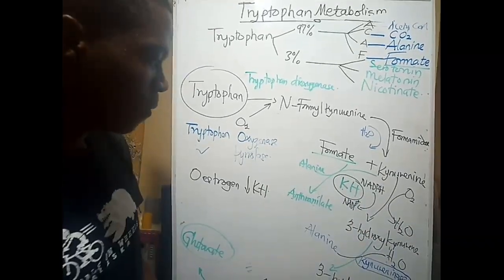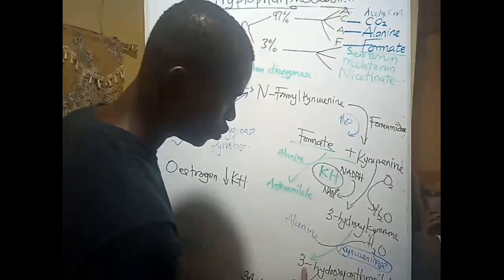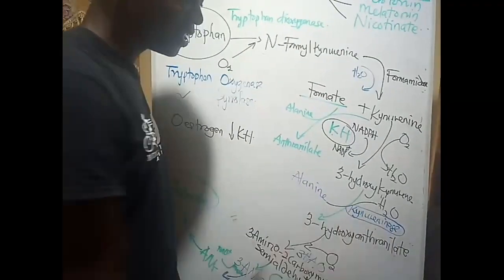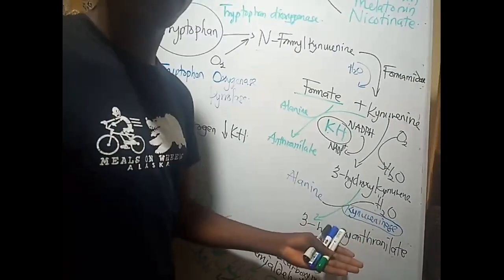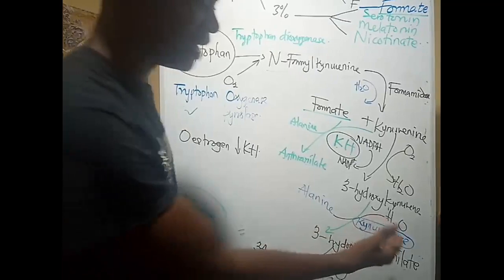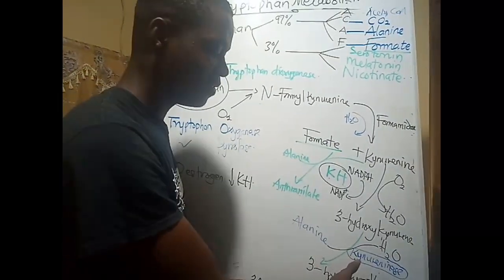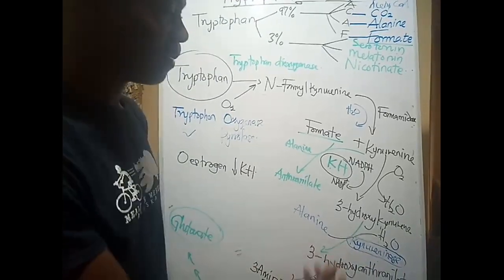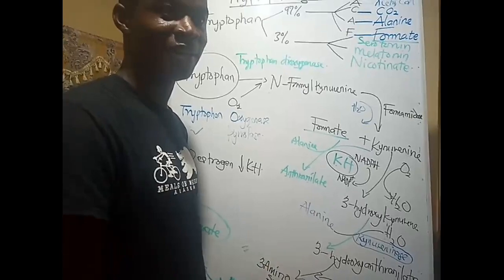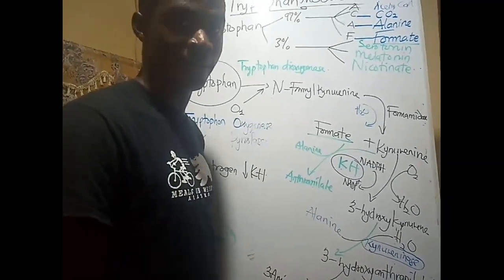Now there is also another important enzyme here, kynureninase. We came across kynureninase when we were converting 3-hydroxykynurenine to 3-hydroxyanthranilate. Now, this enzyme depends on vitamin B6 for its activity. So if you have a deficiency of this enzyme, you end up having kynurenine accumulate in your body, and that will lead to a greenish-yellow type of urine.